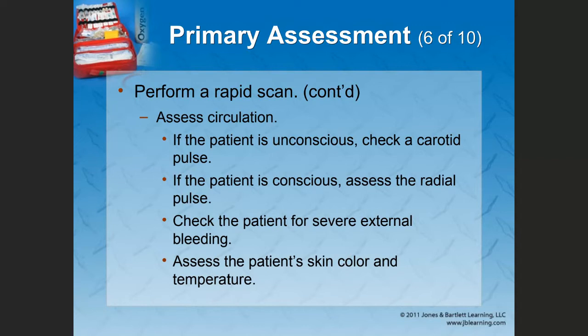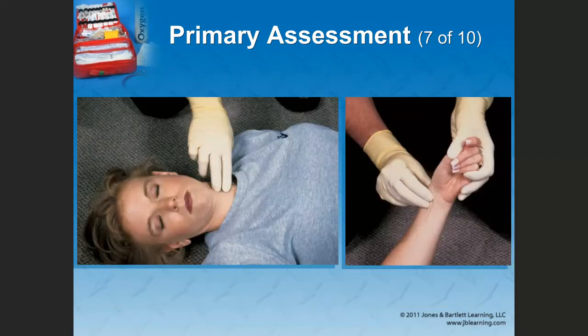So again, with your circulation, you check pulse, which can be radial or carotid. It depends on whether or not the patient is responsive. You look for signs of external bleeding. If present, you address it appropriately, and you look at the color of the patient's skin and the temperature. And there are your pulse points.